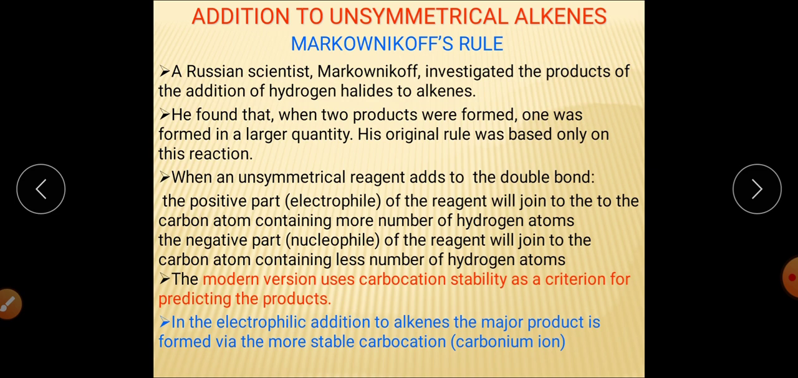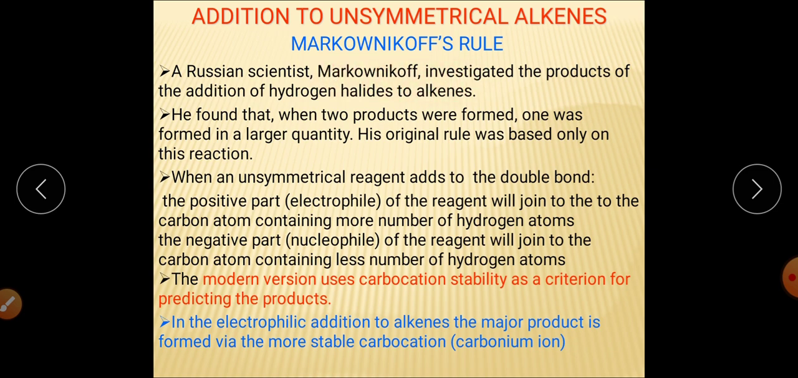there are chances that one product will be synthesized in major quantity and the other product in minor quantity, right? Which product will be synthesized in major and which in minor quantity? That depends on the attack of the electrophilic portion and the nucleophilic portion, which gives rise to the definition of the Markovnikov rule.